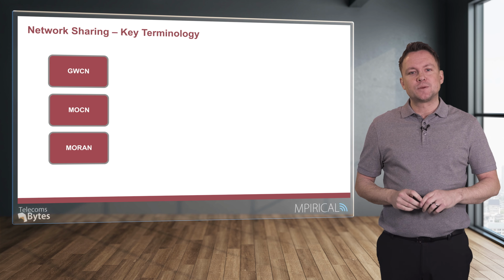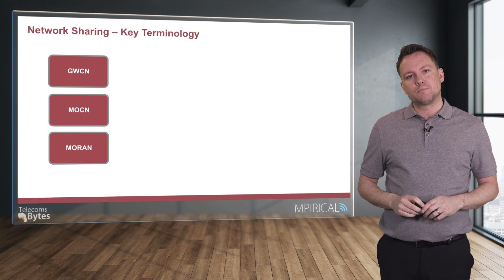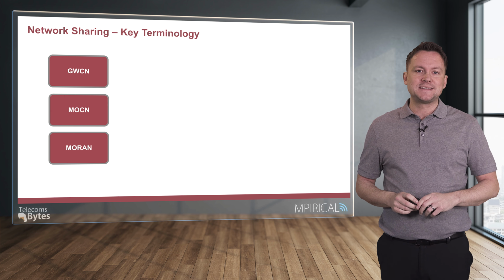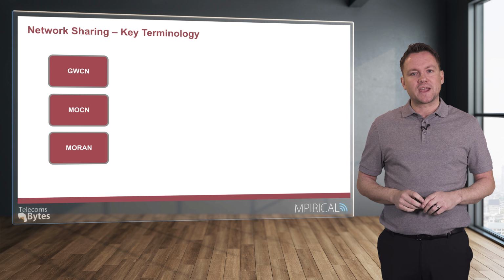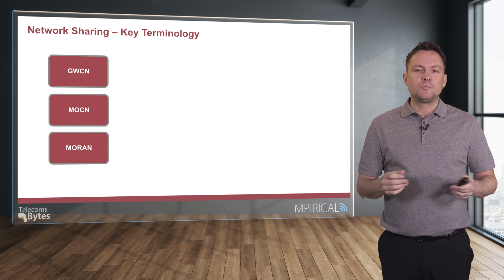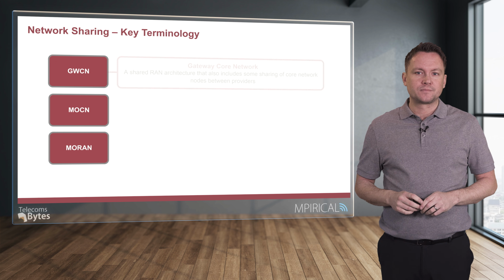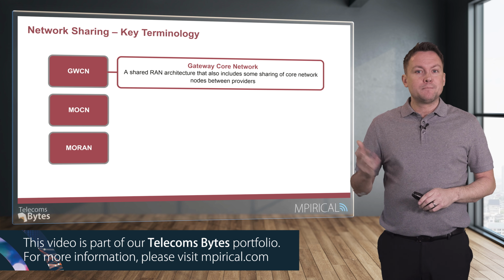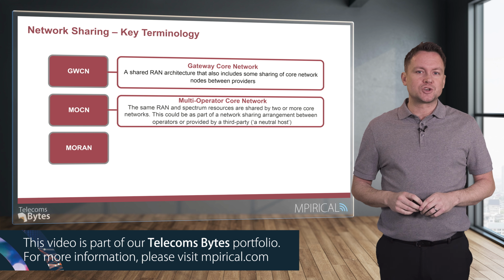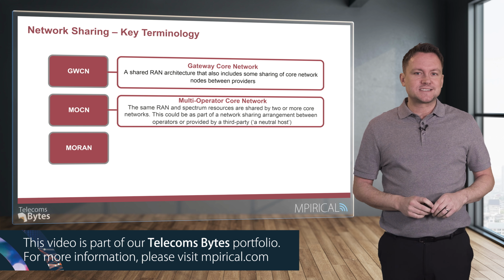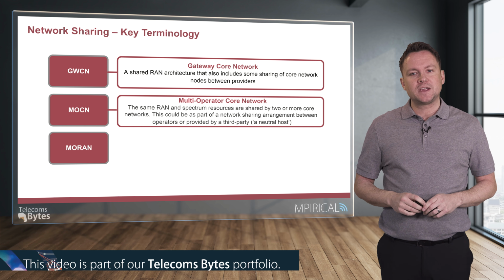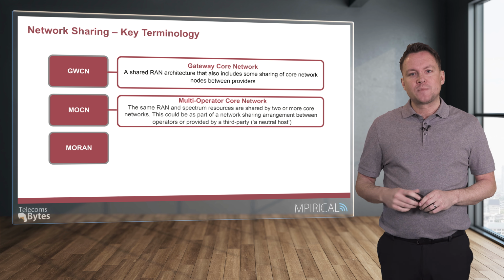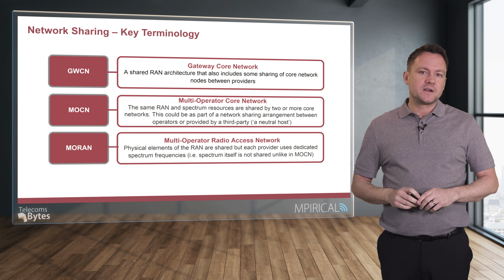Network sharing is an approach that allows one or more different mobile service providers to share the burden of deploying and maintaining radio access network infrastructure. And there are a number of different approaches. So we have Gateway Core Network and MOCN, which is Multi-Operator Core Network. These approaches are standardized by the 3GPP. We'll take a closer look at Gateway Core Network momentarily, but it's worth considering the other two approaches.